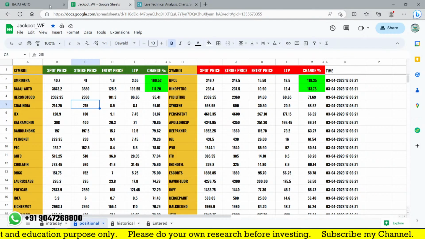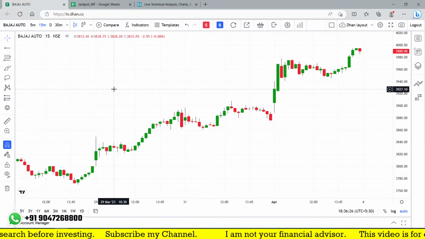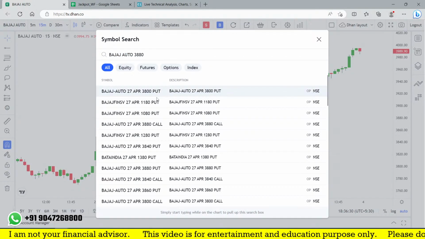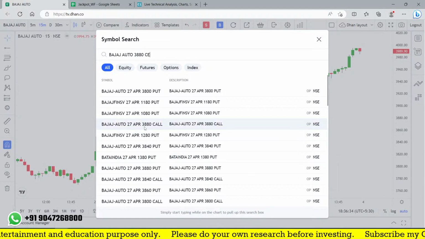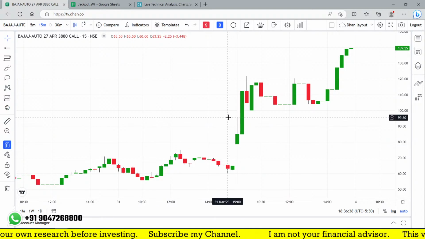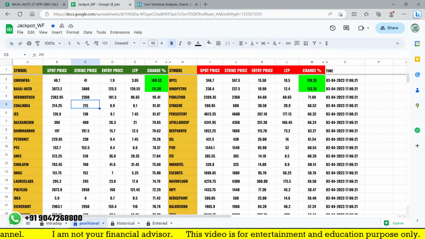3,880 should be the call strike price. I'm going to focus on the 3,880 call. So the same stock, 3880 call option, Bajaj Auto. So most probably while using the strategy, we need to take the entry only after 9:30 if you are following for an intraday.